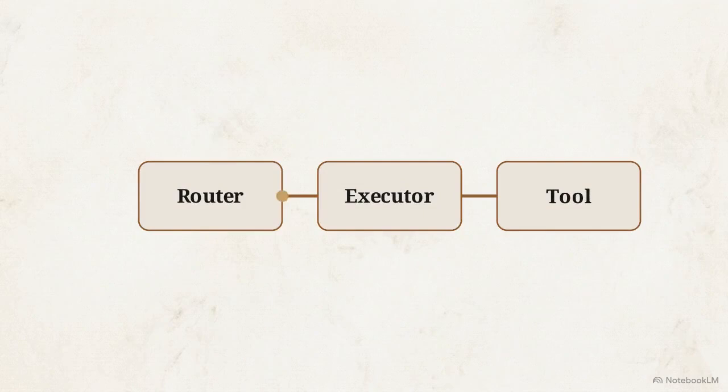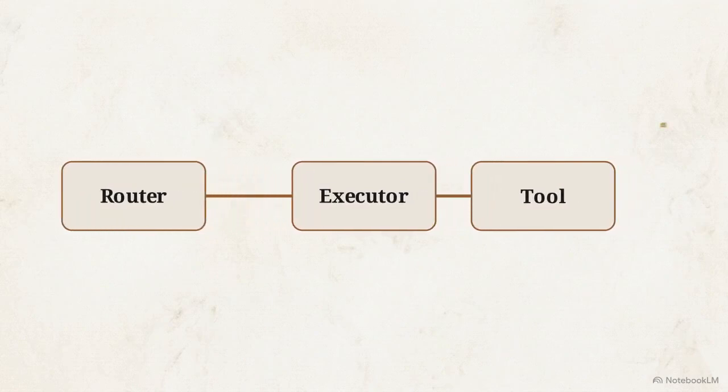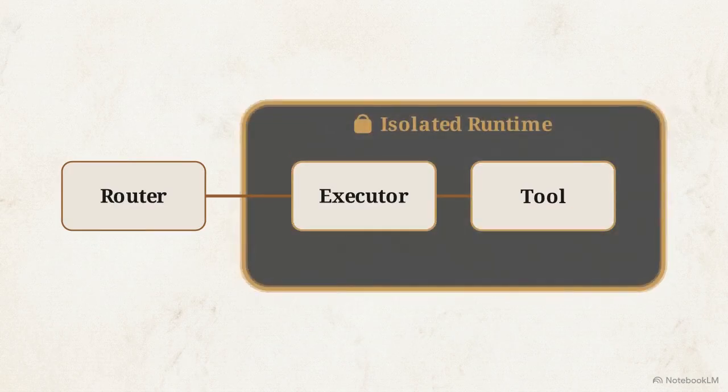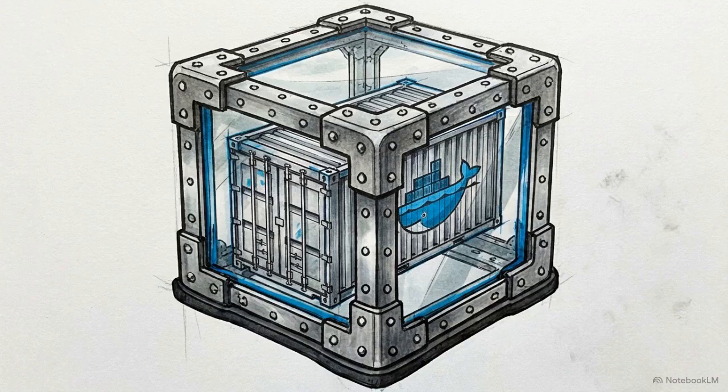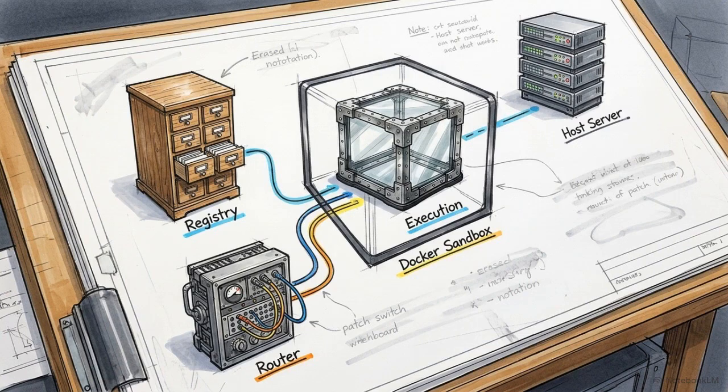Code-level validation is necessary, but production systems require physical separation. We achieve this through sandboxing, placing the execution layer inside an isolated runtime. By routing the execution to a disposable Docker container, any malicious code that slips through only damages a temporary environment, leaving the host server completely untouched. Robust code parsing and strict execution boundaries ensure autonomous AI agents can operate safely.